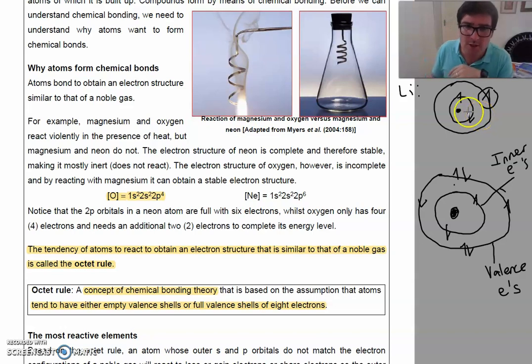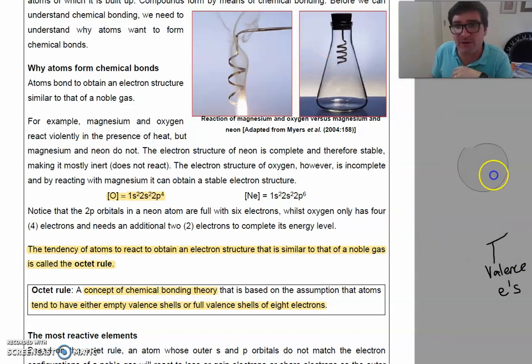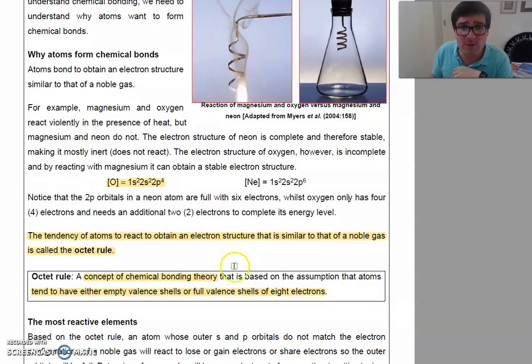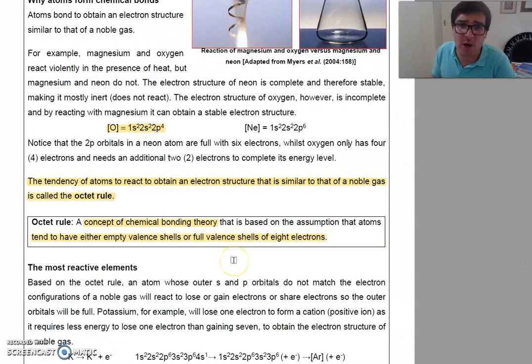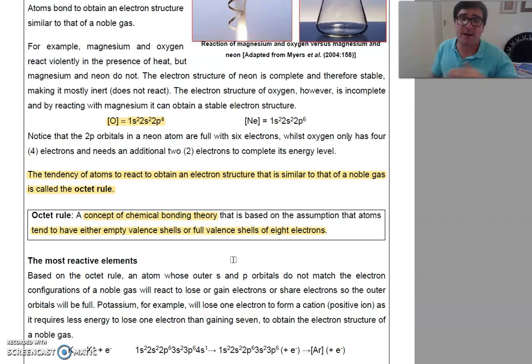Let's see. So, our next section of work that we're talking about is the most reactive elements. Now, what are the most reactive elements we find on the periodic table? The elements we find on the periodic table that are most reactive are the ones in group 1 and the ones in group 17. So they're quite far away from one another. Now, why are they most reactive? That's our question. So let's take potassium as an example.